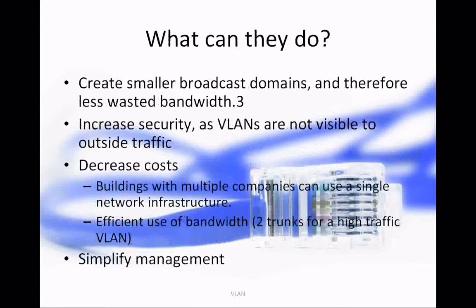So what can VLANs do? VLANs help to create a smaller broadcast domain, and therefore there is less wasted bandwidth in the domain. For example, a computer sending out a broadcast to find a DHCP server would flood the network of maybe tens of thousands of devices and therefore slow down traffic. VLANs also help to increase security, as VLANs are not visible to outside traffic. An intruder trying to connect to a computer or device on a VLAN wouldn't be easily seen from the outside if it wasn't configured to be viewable from the internet.